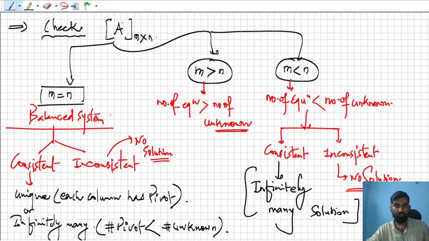I believe this is fine for everyone. Clear? Infinitely many solutions you will get. Why? Because the number of equations is less, for example 2 equations and 2 unknowns. So I can take some questions as well, and I will show you directly.